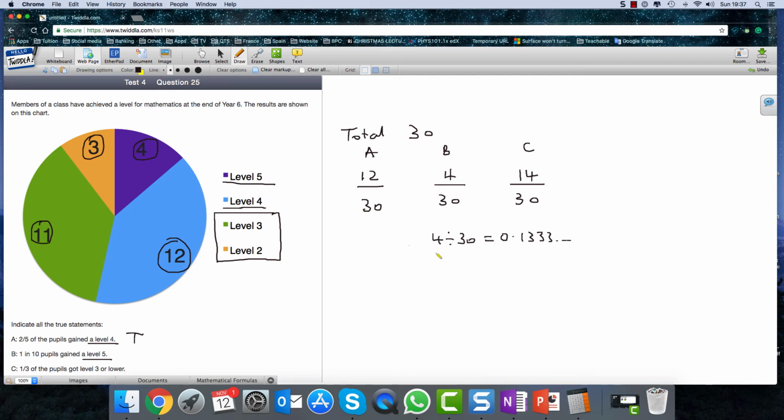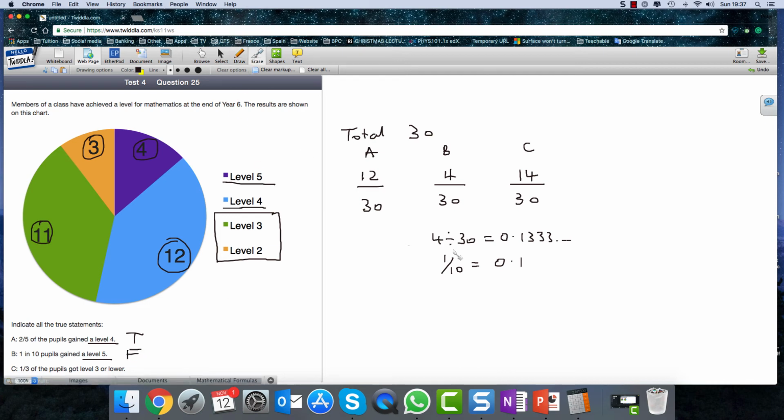Statement B says 1 in 10 gained a level 5. I think it's fairly obvious that this isn't going to be the same. From your mental arithmetic, you should know that 1/10 or 1 in 10 is 0.1. But if you want a little bit of comfort, then go and use your calculator. Do 1 divided by 10. In the previous question, we looked at 1 in 12, a fraction, 1 over 12. So 1 in 10, you can write it as a fraction. So this one's a false statement.